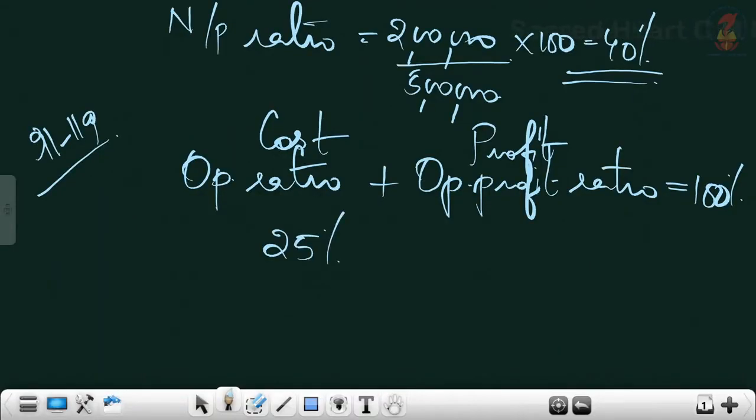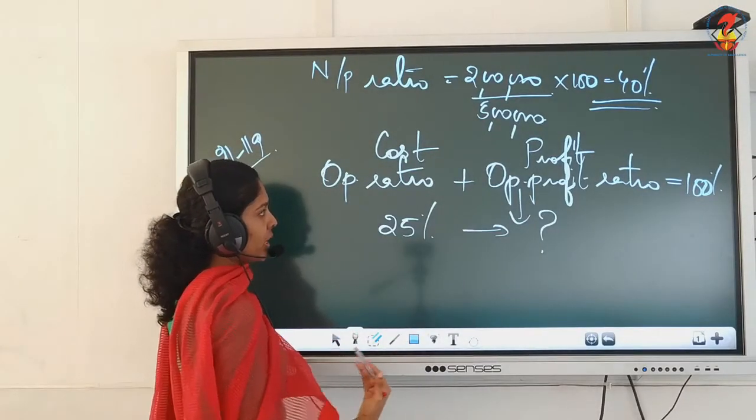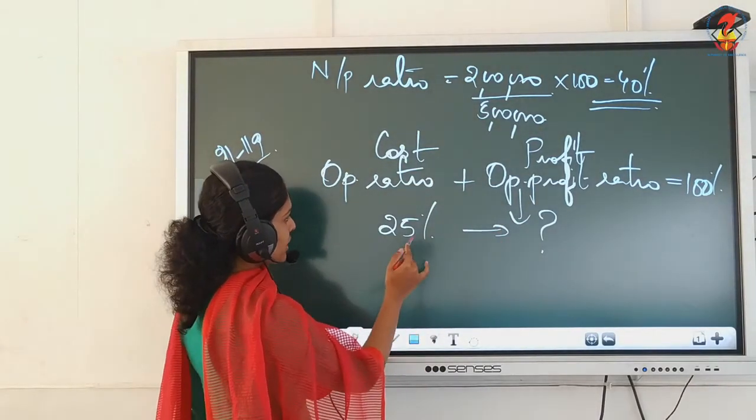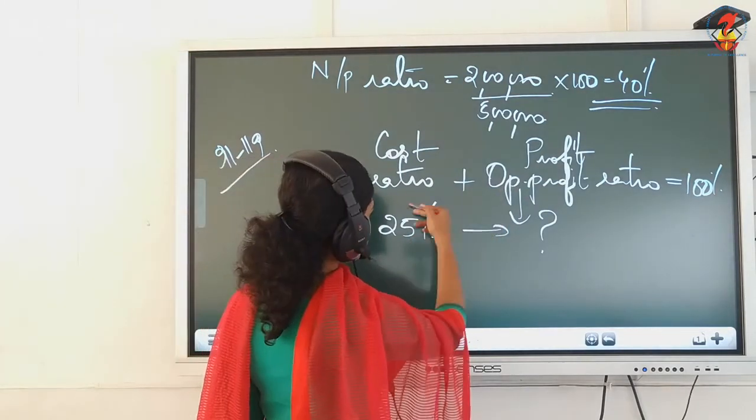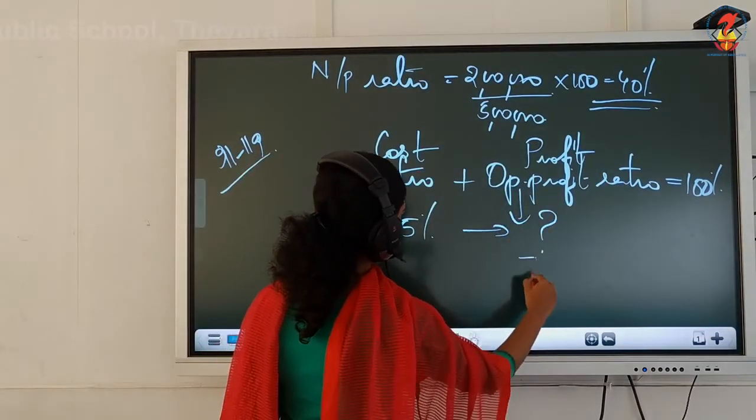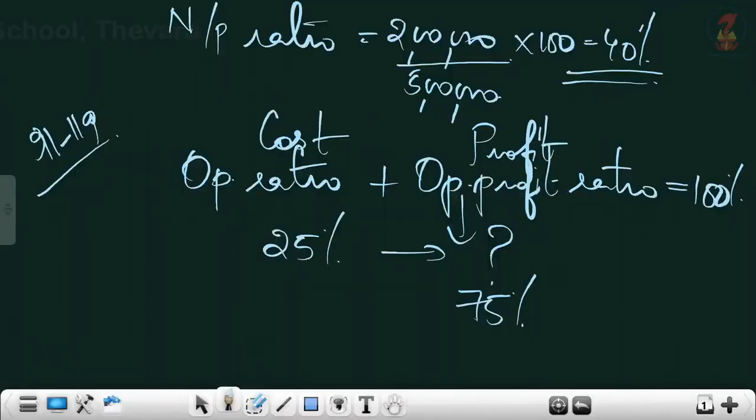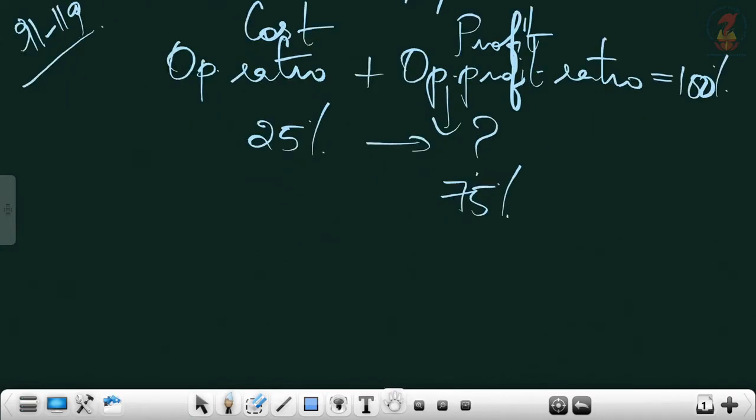Operating ratio, that will be expressed in percentage. So operating ratio plus operating profit ratio, what you get is 100%. Suppose in the question 25% is given as operating ratio. Then you are asked to compute operating profit ratio. Should we apply this operating profit formula like operating profit divided by net sales into 100? No need. What you have to do is just take the balance, because the total of these two is 100. So now operating profit ratio will be 75%. So what you have to remember is operating ratio plus operating profit ratio is equal to 100%.